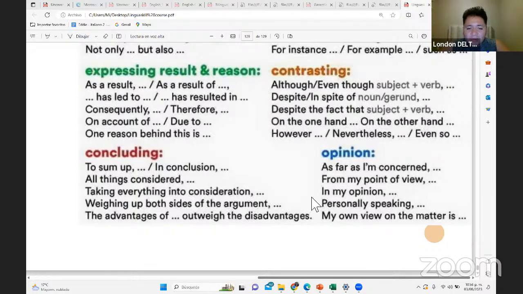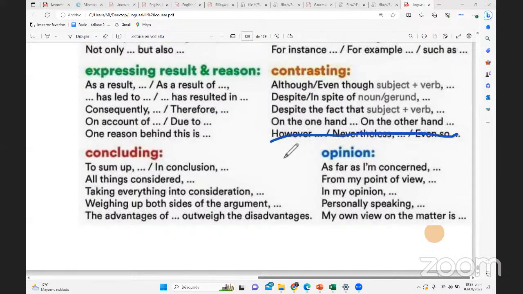Merari, please, can you help me read about this, the contrasting? Vamos a leer. Okay, these ones, the last ones, please.